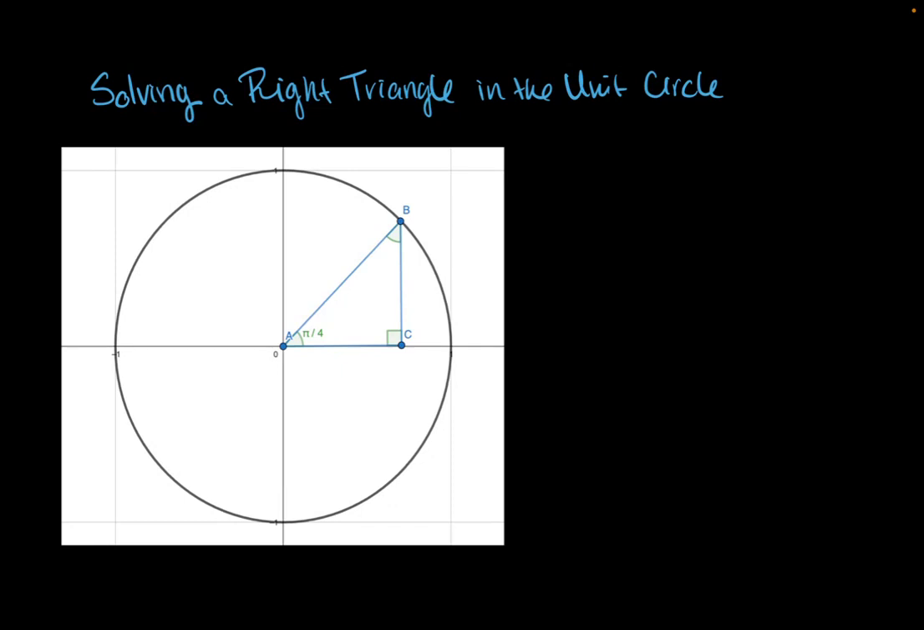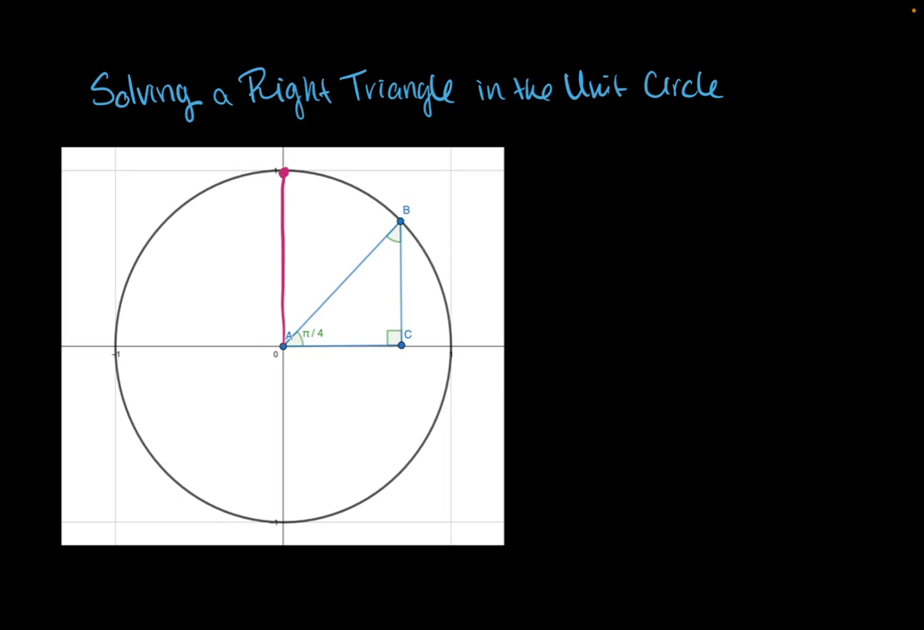We've been given a right triangle in the unit circle, and I know this is the unit circle because it's a circle and it's centered at the origin, (0, 0), and it has a radius of length 1. So this is clearly a radius on this circle, and I can see that the edge of the circle is at 1 on the y-axis.